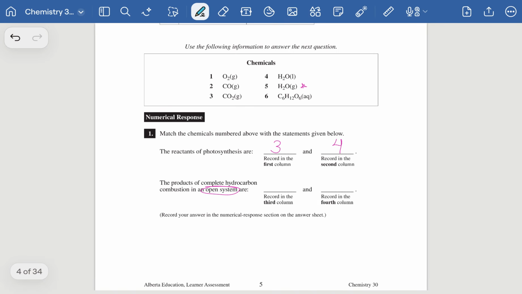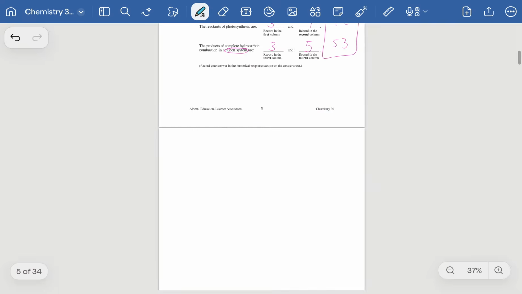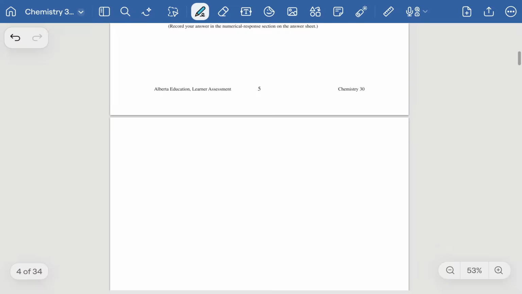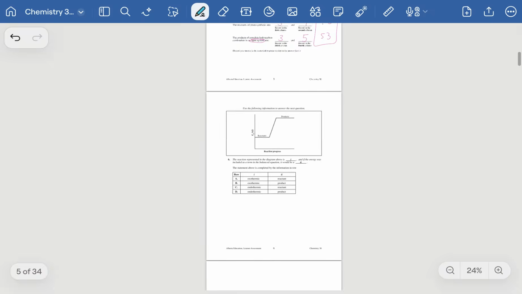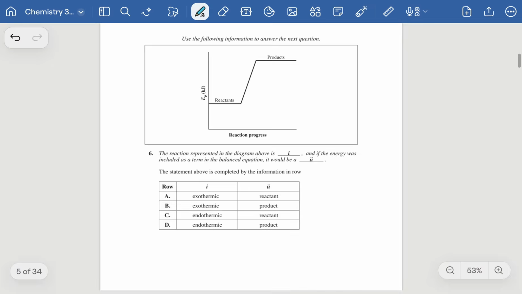If it is a closed system, water would remain a liquid. So that open system means we want to pick number 5. And the other one, when we have combustion, we always produce carbon dioxide, so number 3, and now water. I like to put it in order, but the other combinations that you could get would be 4-3 and 5-3. So any one of these would be accepted on the diploma, but I just like to put it in order. So our next one, number 6, sorry about this.